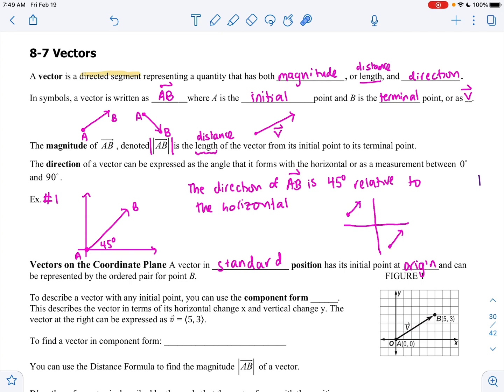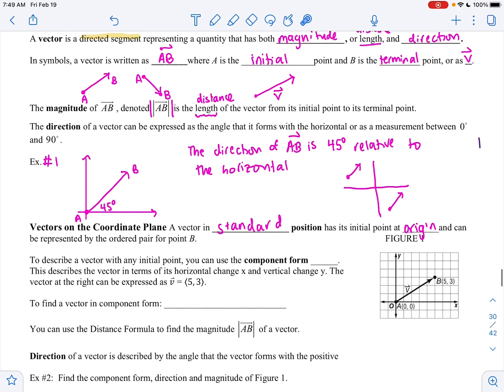So oftentimes what we'll do is we'll move the vectors that are currently not in standard position back to the origin with the initial point on the origin so that it's easy for us to compare. And that process is putting it into something called component form. Component form simply takes the coordinate points of the terminal point and puts it inside these funny looking brackets. They look like parentheses, but they're sharp, or you can think of it as less than symbols and greater than symbols.